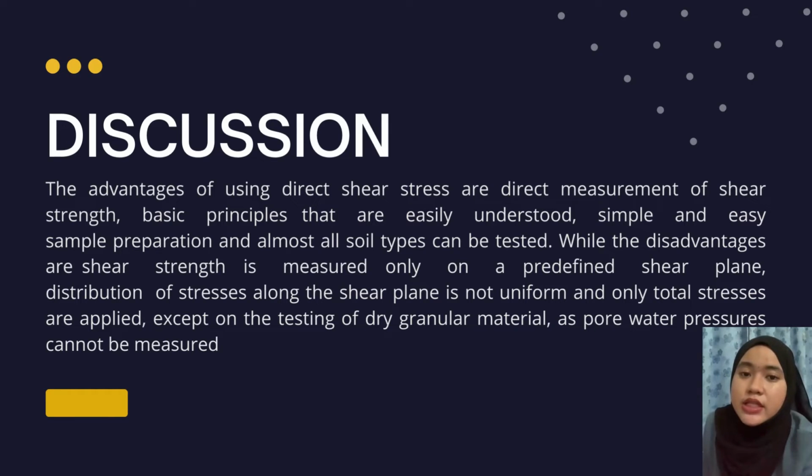Discussion. The advantages of using direct shear test are direct measurement of shear strength, basic principles that are easily understood, simple and easy sample preparation, and almost all soil types can be tested. While the disadvantages are shear strength is measured only on a predefined shear plane. Distribution of stresses along the shear plane is not uniform and only total stresses are applied. Except on the testing of dry granular material, pore water pressure cannot be measured.